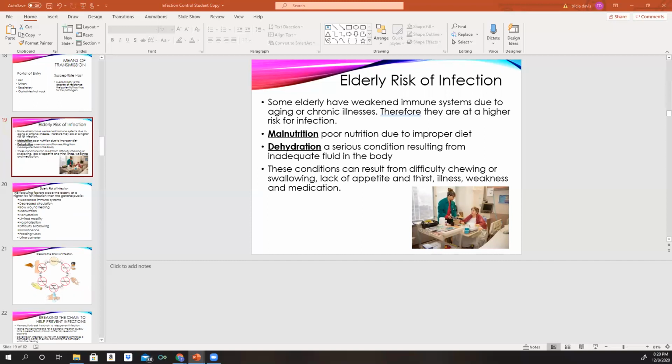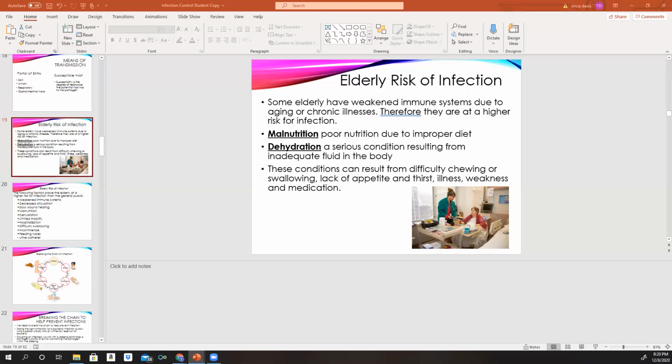Malnutrition is a big factor for older people. They have poor nutrition due to improper diet. As they get older, their diet changes. They could be malnourished for a number of reasons. Maybe they have trouble getting to the kitchen because they have trouble walking, so they don't cook for themselves. Maybe they just don't have an appetite. They're having like a failure to thrive situation and they're not hungry. Maybe they don't have money for food. There's a bunch of different things that can cause the elderly population to become malnourished.